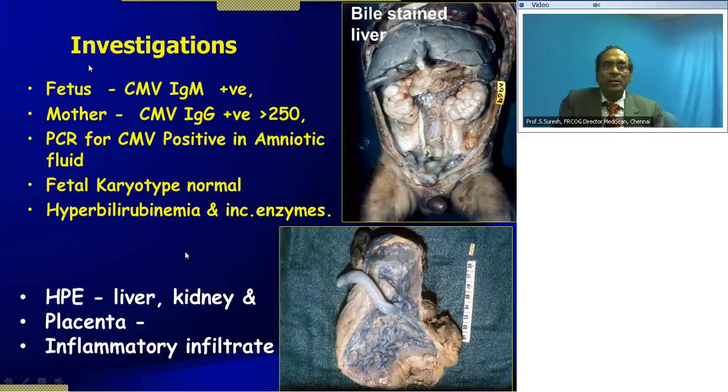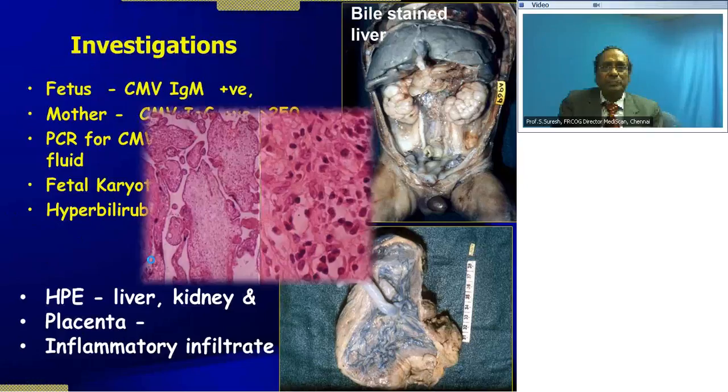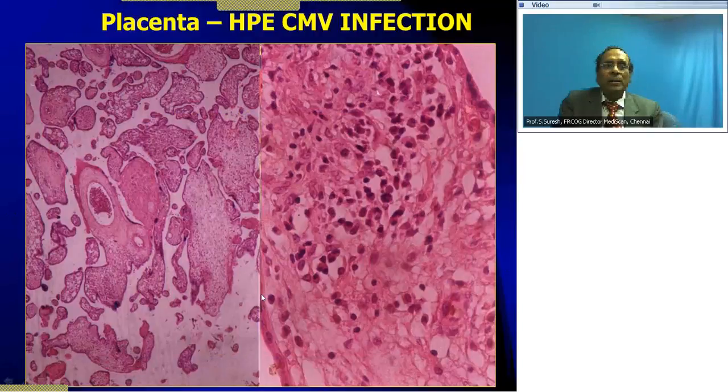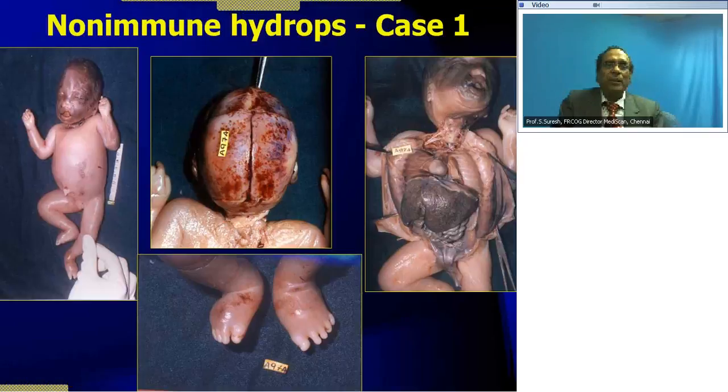This mother was investigated. She had IgM CMV positive, and the PCR was also positive in the amniotic fluid. The baby had hyperbilirubinemia and also increased enzymes. When you look at the HPE of the liver and placenta, there was inflammatory infiltrate, and the placenta HPE showed classical CMV infection. So again, one more reason why even an apparently normal looking placenta must be examined under the microscope.